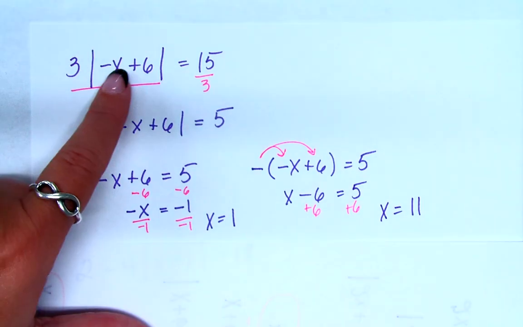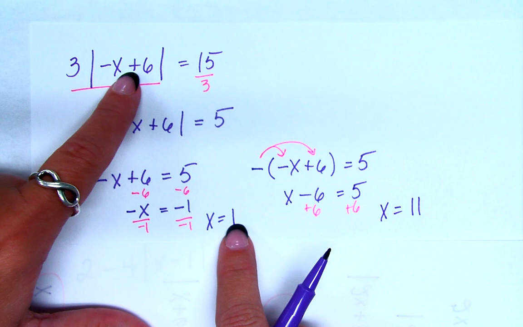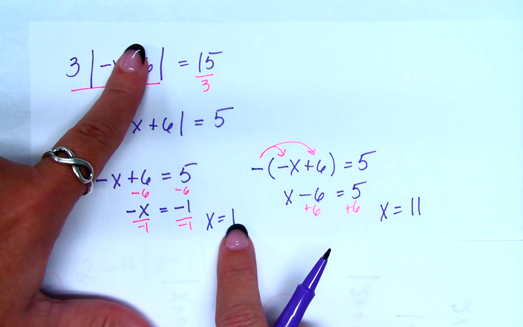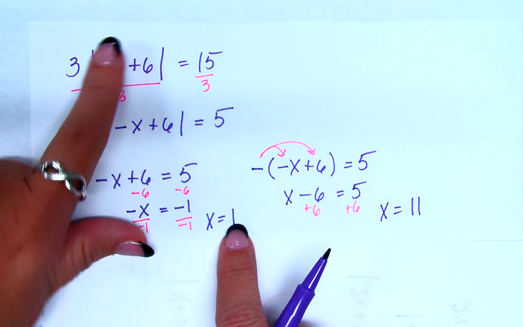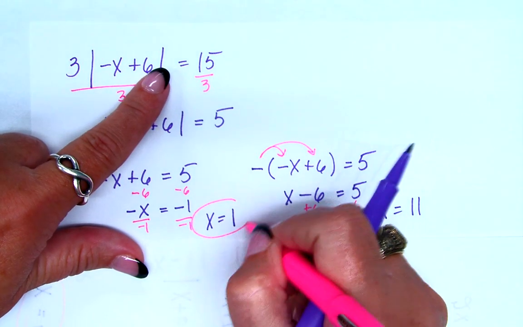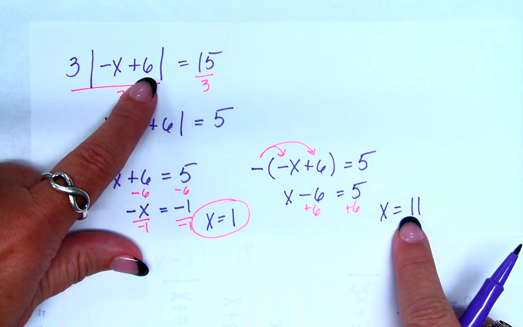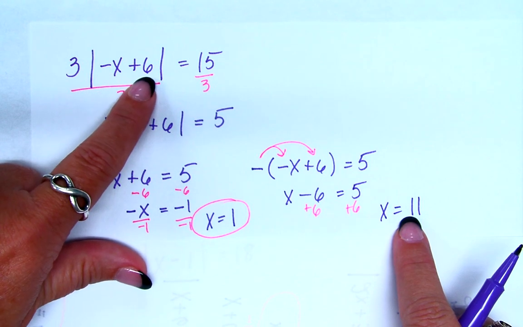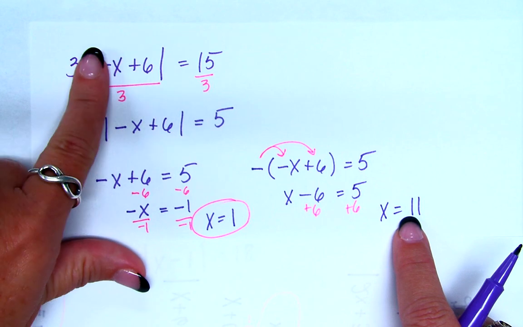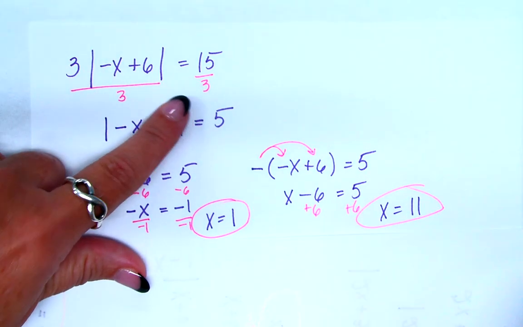Okay. Are they right? Okay. Negative 1, because it's a 1, but I plug it in, so I get a negative 1 plus 6. 5. Absolute value of 5? 5 times 3? Does 15 equal 15? Okay, that's right. Negative 11 plus 6. Negative 5. Absolute value of negative 5? 5 times 3? 15. Does 15 equal 15? Yes. Yes.